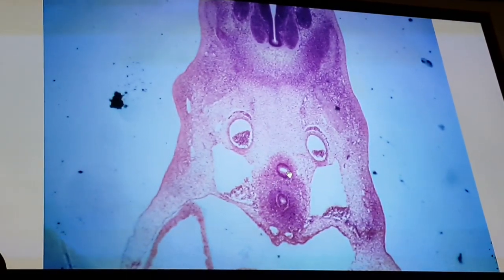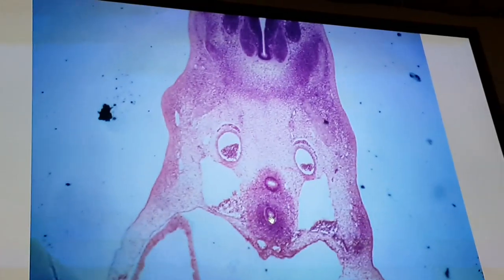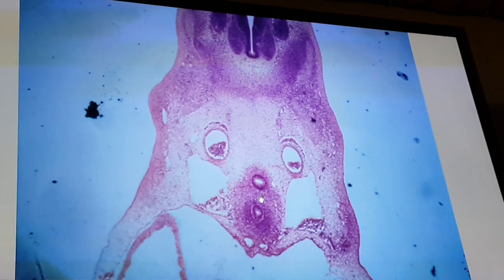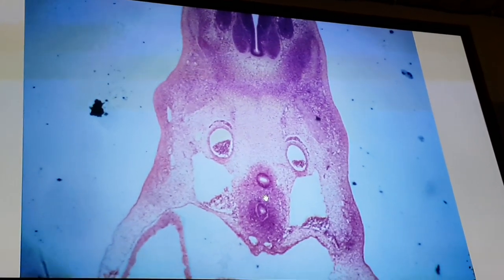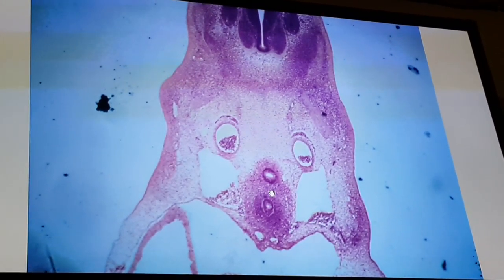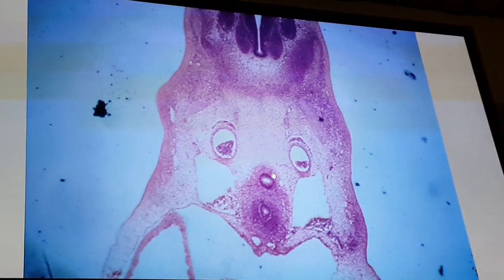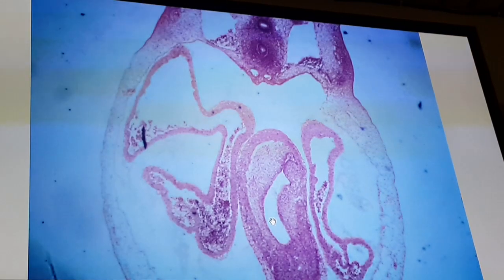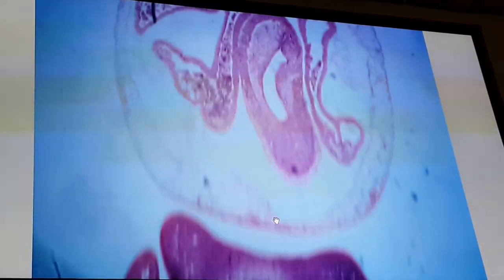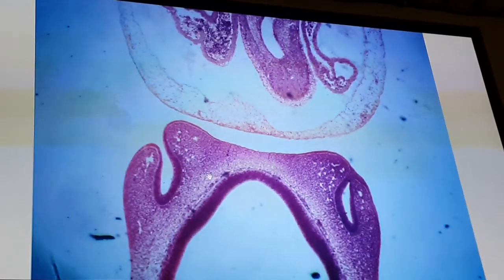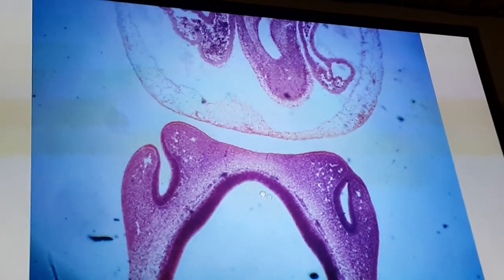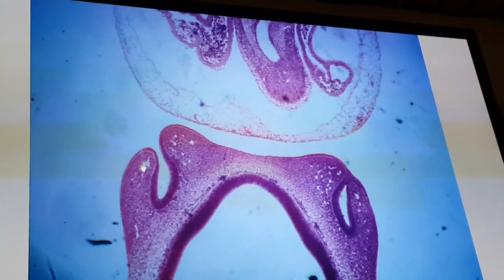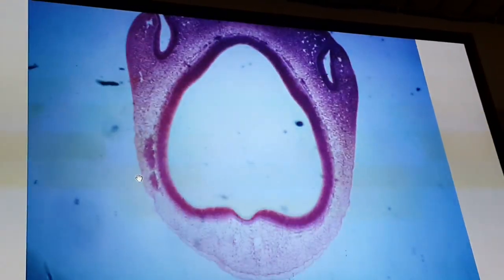Here you can see that the esophagus and the trachea are separated as two tubes, and the septum between them, where I'm pointing, is called tracheo-esophageal septum, that divides the foregut into dorsally esophagus and ventrally a trachea. And this is the heart primordium. This is the olfactory pit on that side and that side. And you can see the carotid vessel.